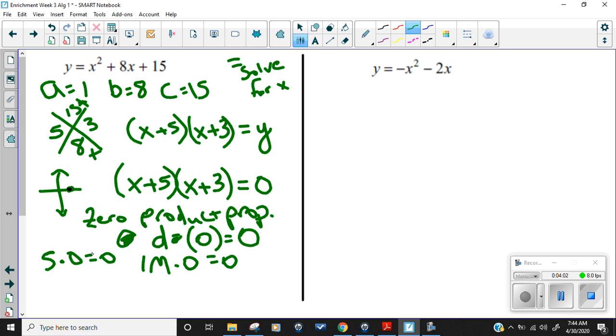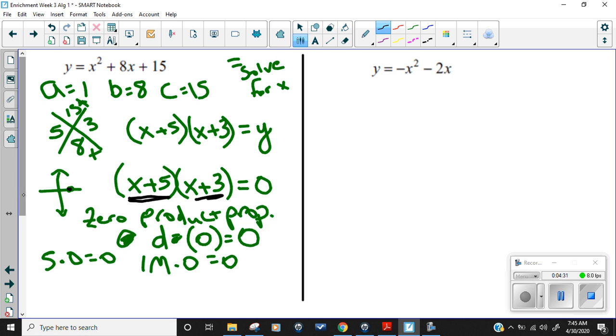Multiplication is the same, and I'm sorry, I can't think of the property right off the top of my head right now. But 3 times 2 and 2 times 3, you get the same answer. So, zero product property. So what that is saying is that if this parenthesis, if this factor was 0, 0 times x plus 3 would get me 0. Or if this factor was 0, x plus 5 times 0 is going to give me 0.